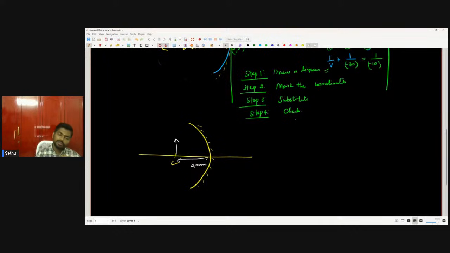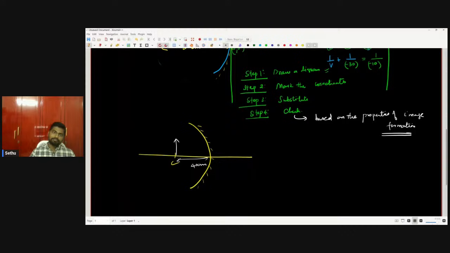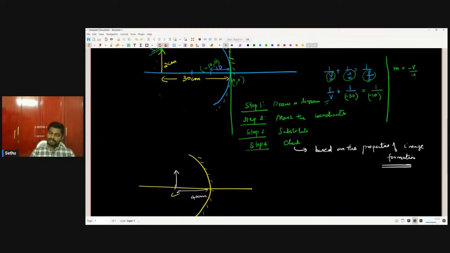For example, supposing the object was at the center of curvature, but you calculate something and finally your image is not at the center of curvature. That means you have made a mistake in the calculation. So how would you check based on the properties of image formation? Check your final answer based on the properties of image formation to ensure that you've got it right. Okay. I'm assuming that this approach is clear.